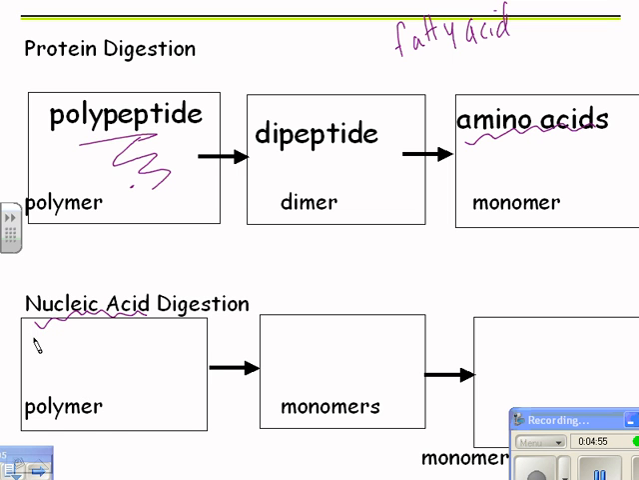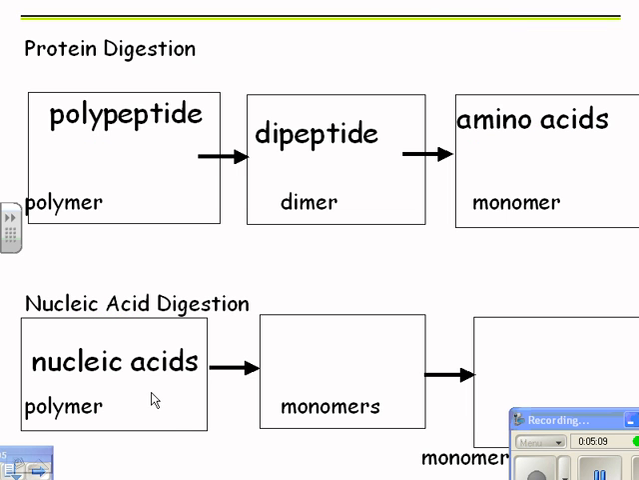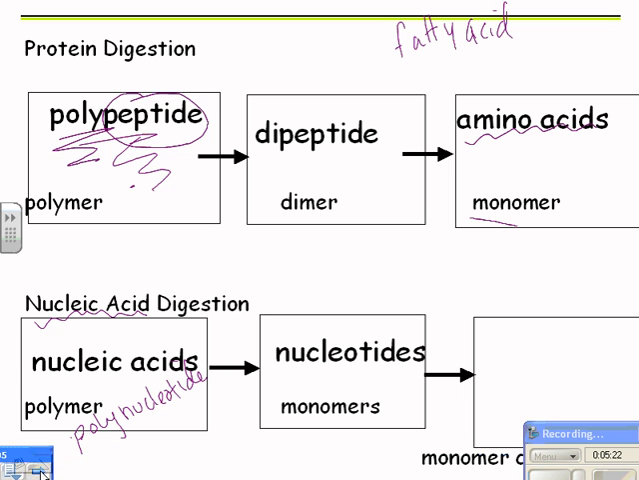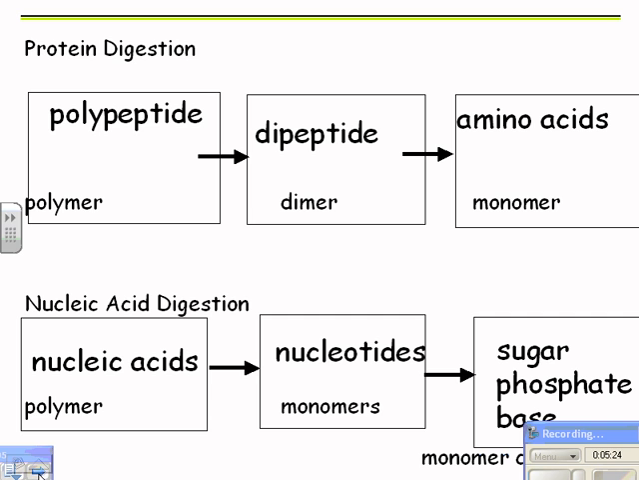Nucleic acid digestion. You can call the polymer a polynucleotide, but no one does. So it's correct though, polynucleotide. But what everyone just calls them is nucleic acid. And then I'm not going to give you a dimer, but the monomers would be called nucleotides. And then your body does one extra thing with these. It actually breaks it up into the things that make up the monomers because these monomers are so complex. So that gets broken into sugar, phosphate, and base.